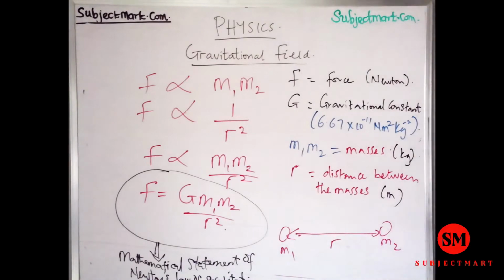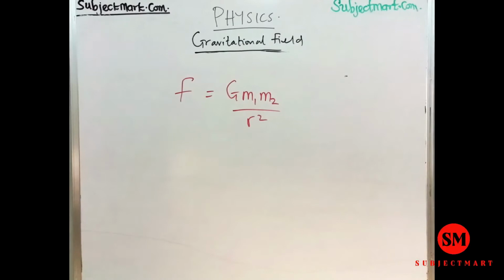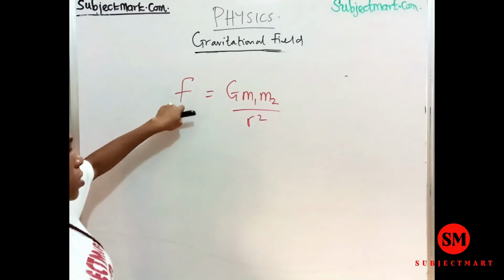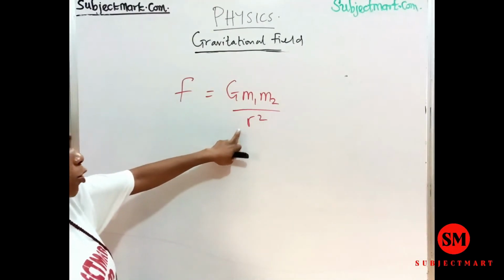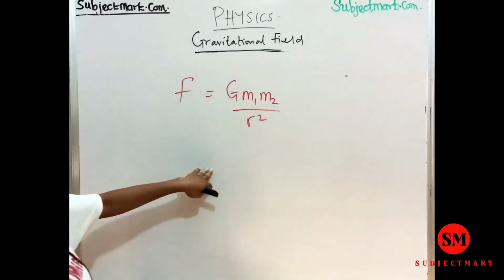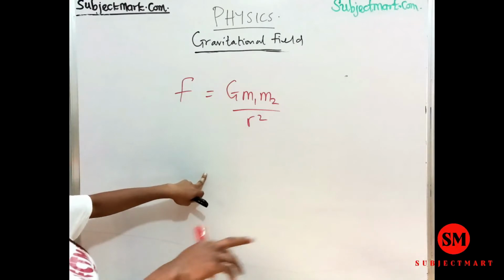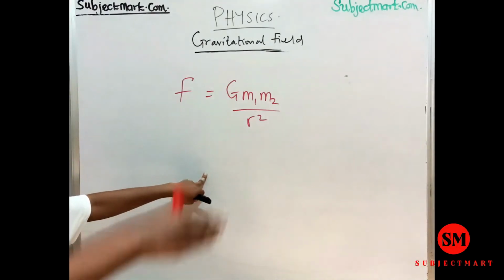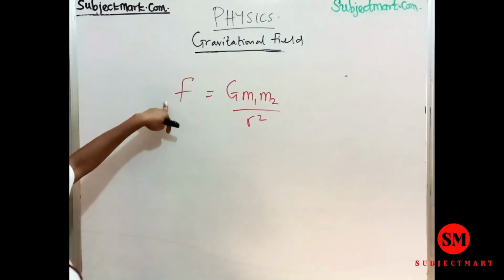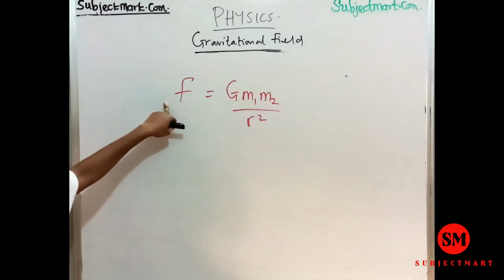I want to believe that is very explanatory. What Newton meant by this law is that the force is inversely proportional to the square of the distance. That means on the Earth's surface, the farther you are away from the center of the Earth, the less the force of gravitation you experience.